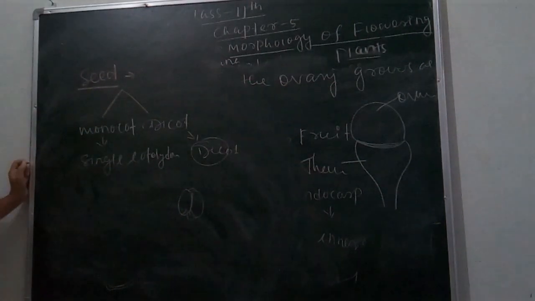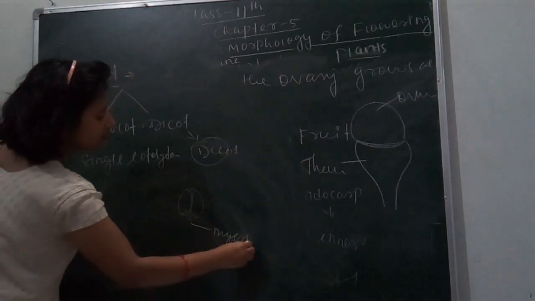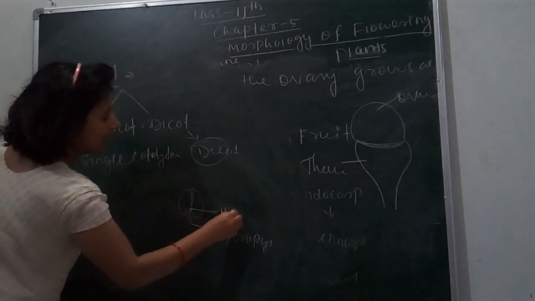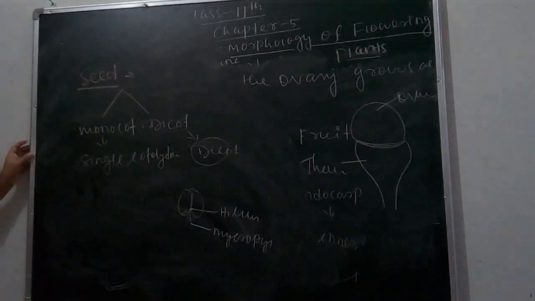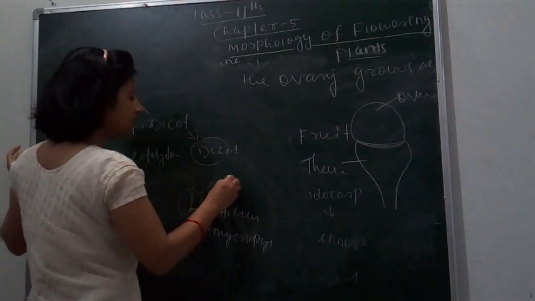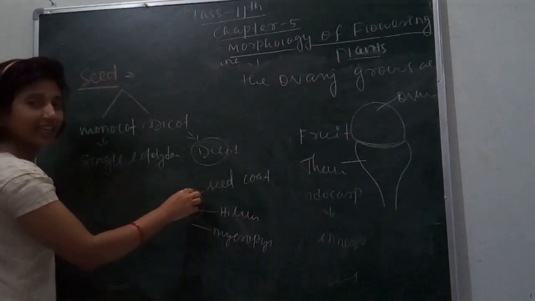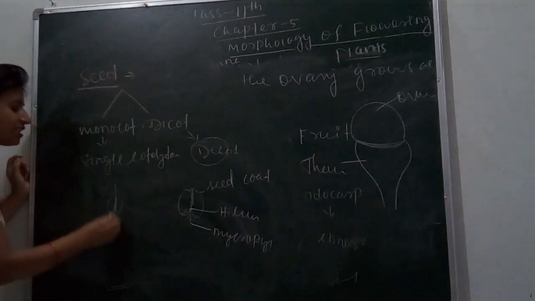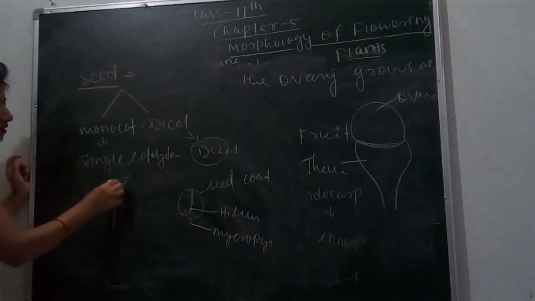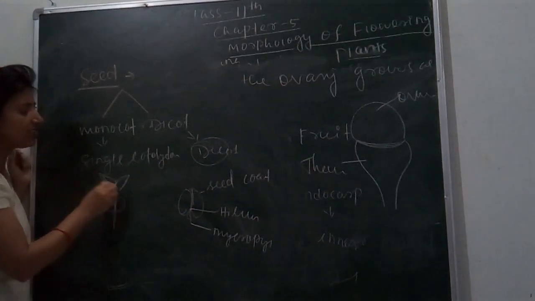This is the micropyle, and this pore is called the hilum, and the outer layer is called the seed coat. And here also an embryonal axis is present, which on growing divides the seed into two halves like this. So when it starts germinating, it has two cotyledons. That's why it is called dicot. And in monocots it has only a single cotyledon, so it is called monocot.